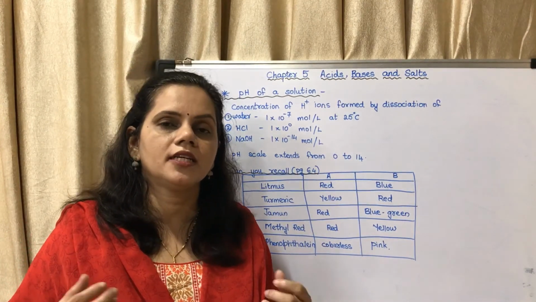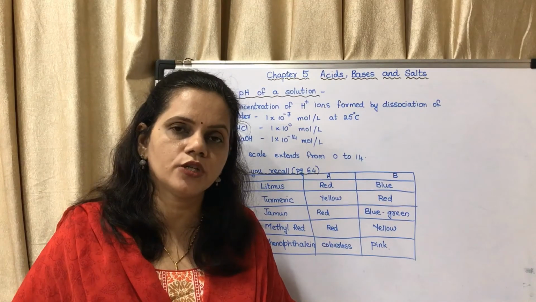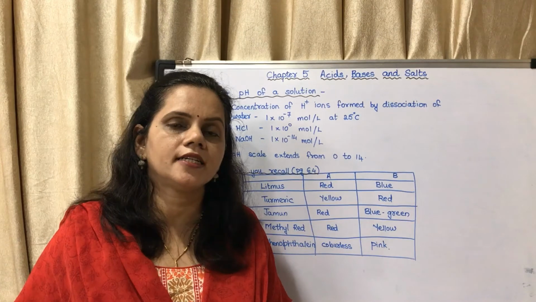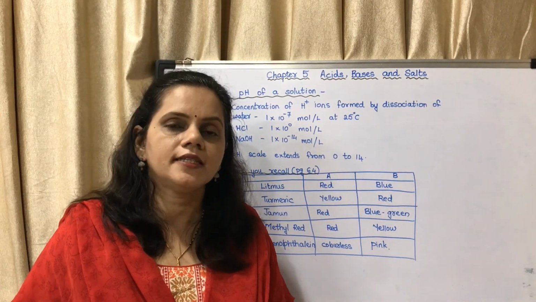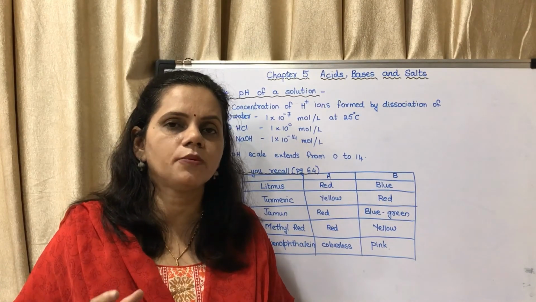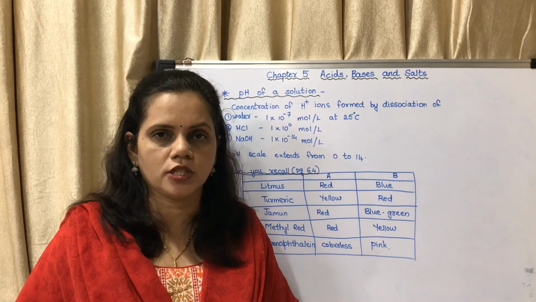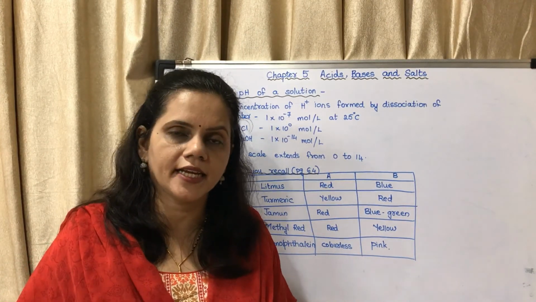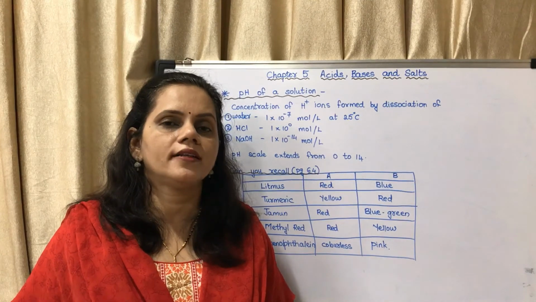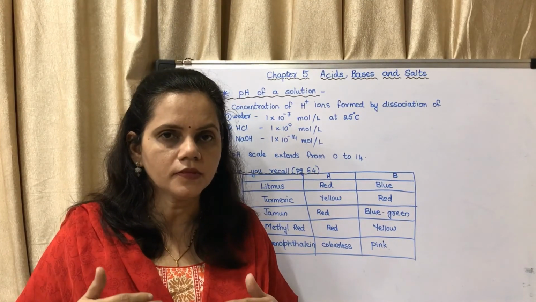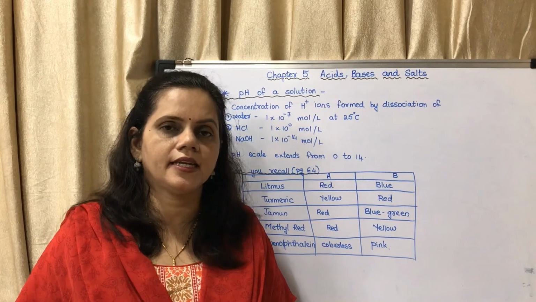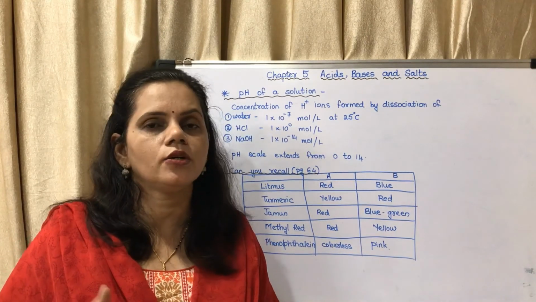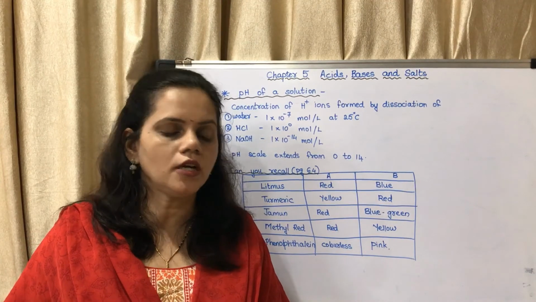Okay. Now there is a universal indicator which is used. And what is a universal indicator? The universal indicator is a mixture of synthetic indicators in constant proportions, in decided proportions. Okay, that is a universal indicator. So with the help of these indicators, you can tell whether the given solution is acidic or basic. And with the help of universal indicator, you can tell the pH of the solution also.